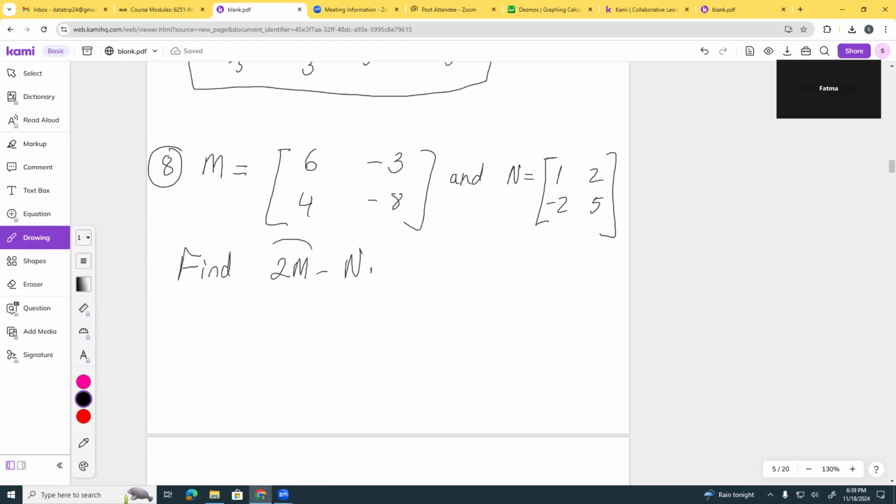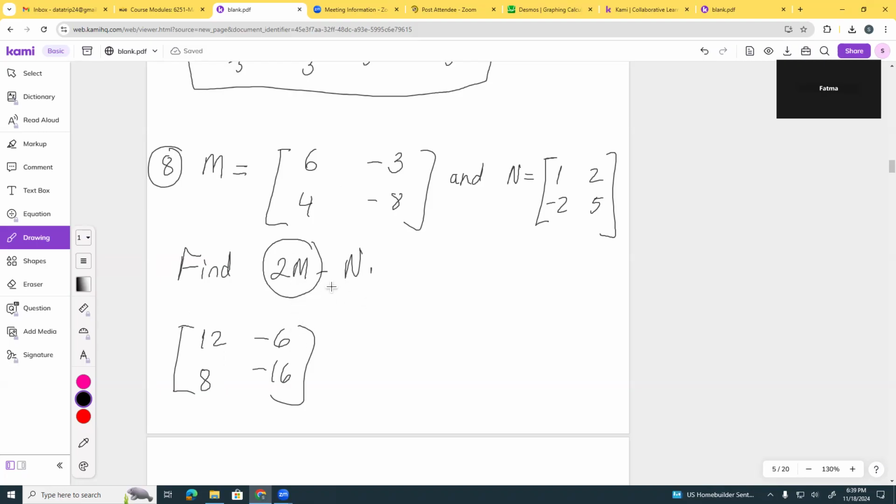So what does 2 times m mean? We multiply everything in the matrix M by 2. So 2 times 6 is 12. 2 times -3 is -6. 2 times 4 is 8. 2 times -8 is negative 16. So this gives me the 2m part, right?